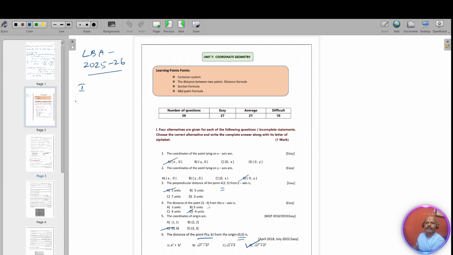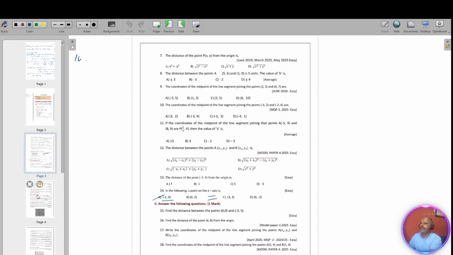Hello students, in this class we will see the coordinate geometry lesson based assessment 1 mark questions in the second main. We have seen the MCQs in the last class. In this class we will see the second main 1 mark questions.